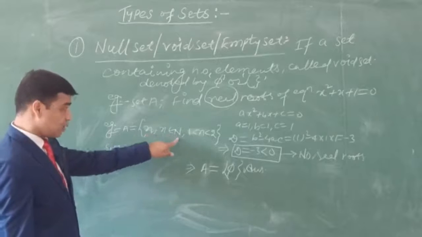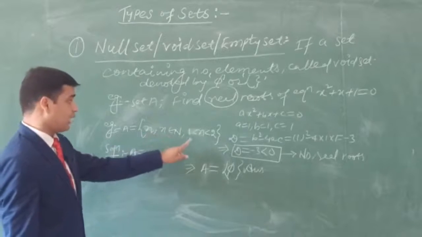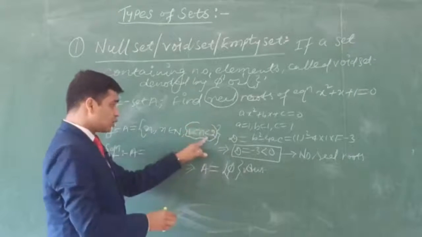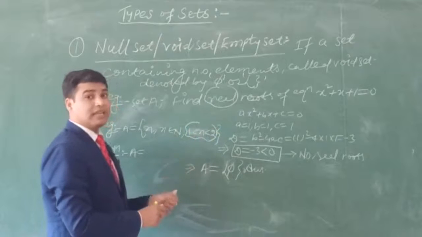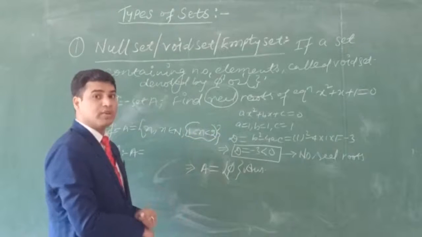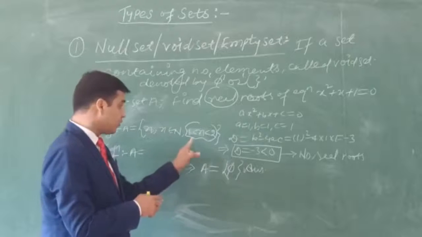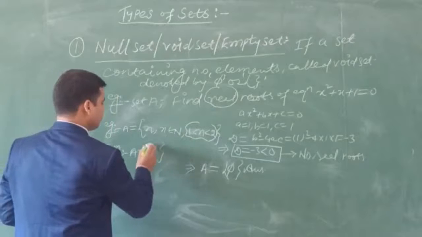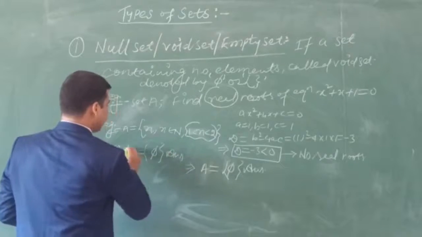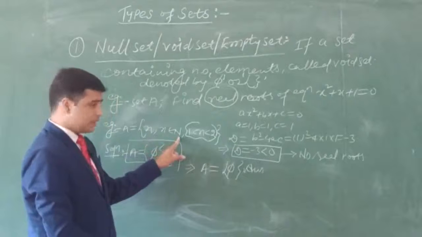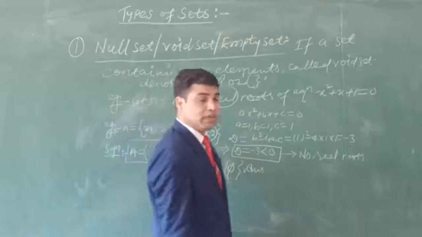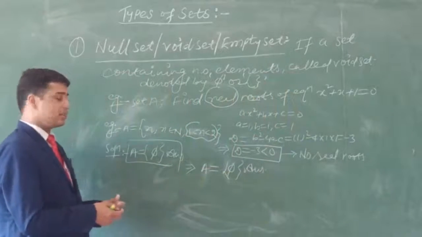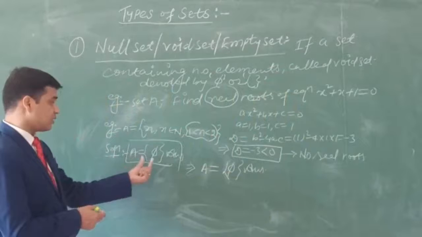So n belongs to natural number. Natural means it will start from 1. And one more condition is there: n lies between 1 to 2. So tell me, is there any natural number which lies between 1 to 2? There is no natural number between 1 and 2. That's why the solution of this is phi, means no solution. This is your answer. What is the reason for this? n belongs to natural number and the condition is n lies between 1 and 2. It means there is no natural number between 1 and 2, so the solution does not exist. So we can say A equals to phi.